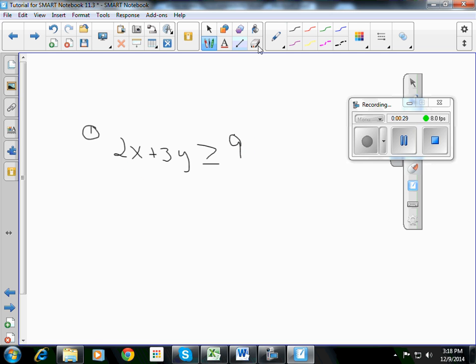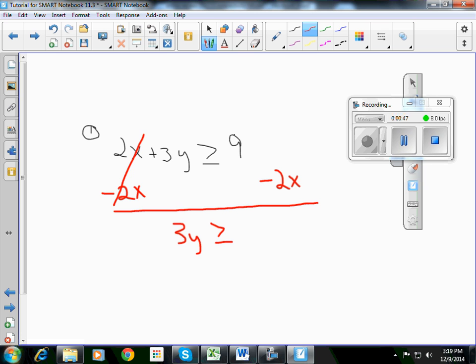That means we've got to move the x over, add an opposite. So the opposite of 2x is a minus 2x. You cannot add it to the 9 because they're not like terms. So now we have 3y is greater than or equal to, because I want it in y-intercept form, I'm going to go ahead and write negative 2x first plus 9. You could have written it as 9 minus 2x, but I wanted the x to come first.